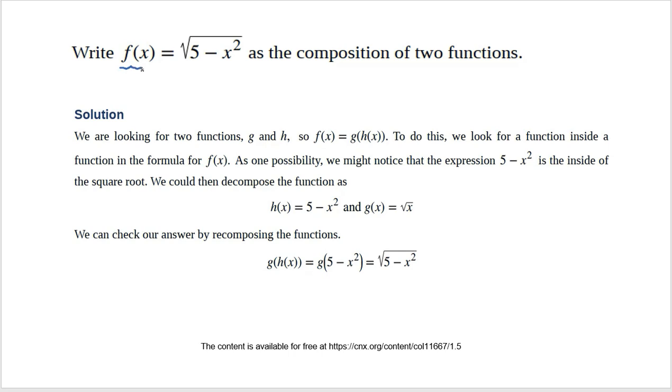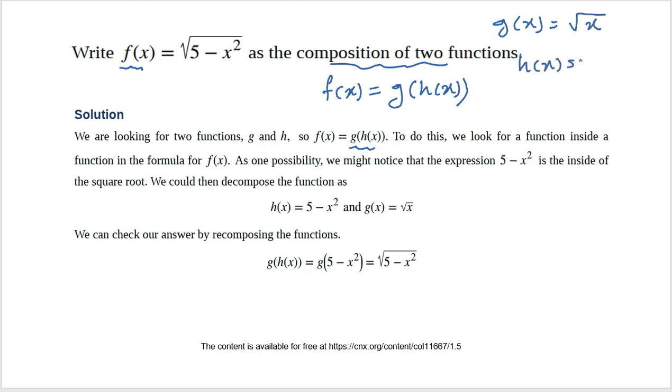Write f of x as the composition of two functions. So f of x, we want to write it as a composition of two functions. For example, g of h of x. So we can say that g of x is square root of x. h of x is 5 minus x squared. Then g of h of x will be the square root of 5 minus x squared.